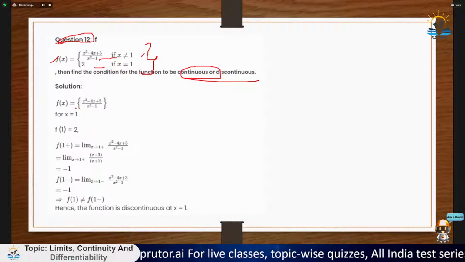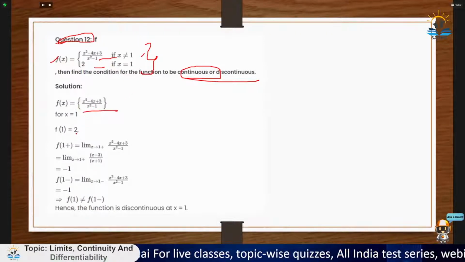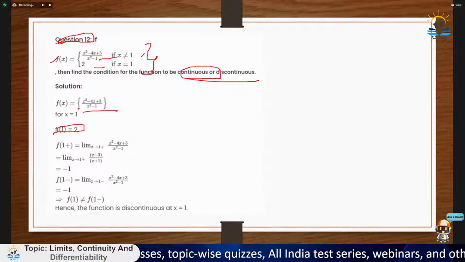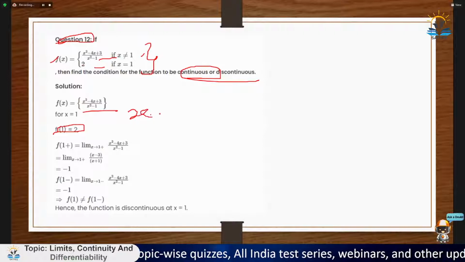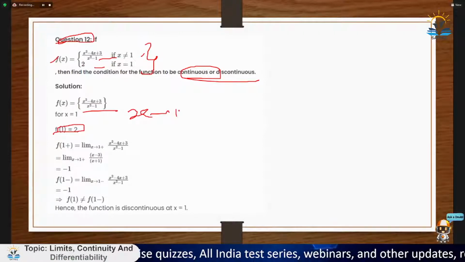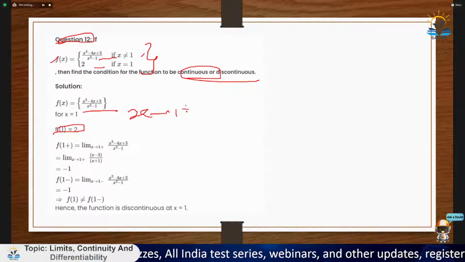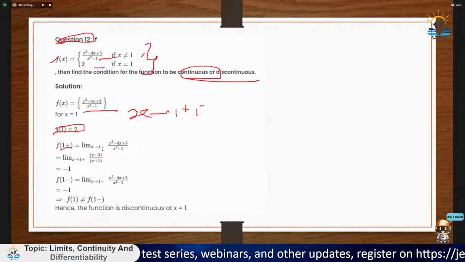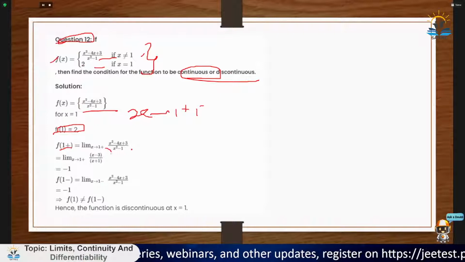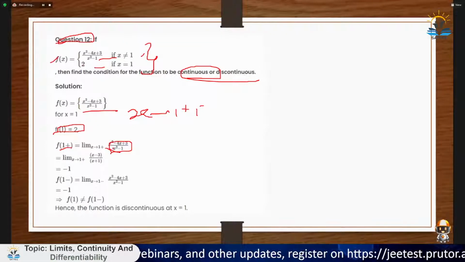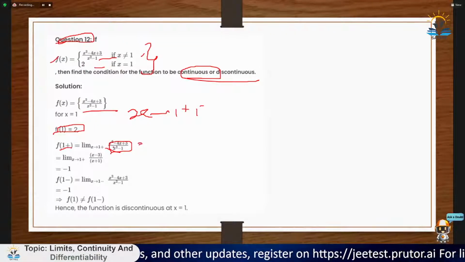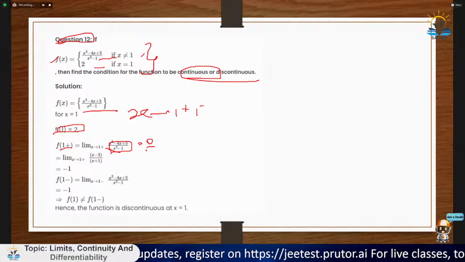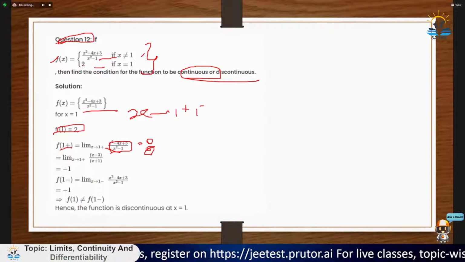So f(x) is equal to this. For x equal to 1, f(1) is equal to 2, this is given to you. Then you will check for x tending to 1 plus and for x tending to 1 minus. First, for 1 plus: the limit of x tending to 1 plus of (x square minus 4x plus 3) upon (x square minus 1). On putting the values, you will get 1 minus 4 plus 3, which is 0, upon 1 minus 1, which is again 0. So you are getting an indeterminate form.